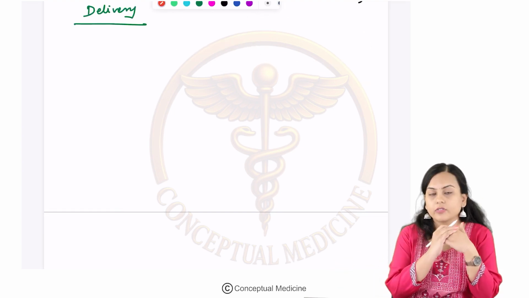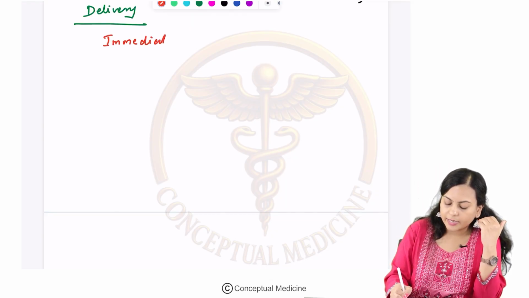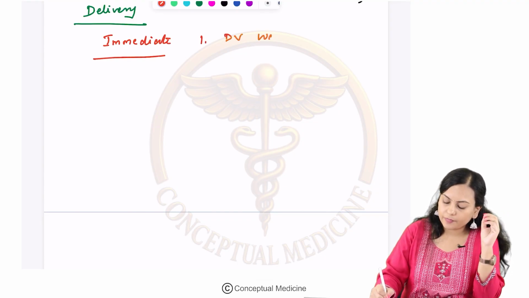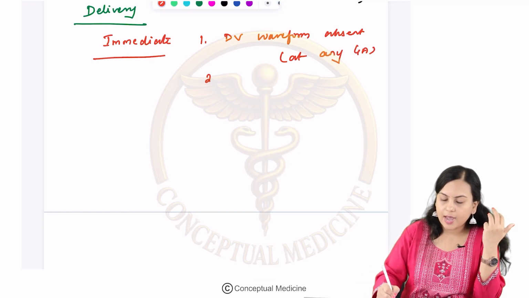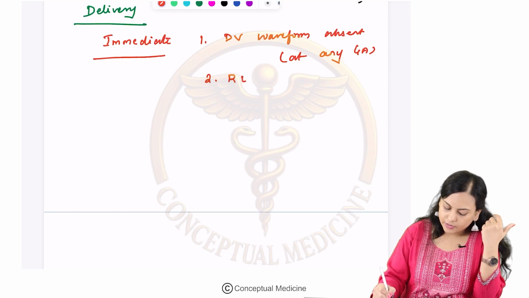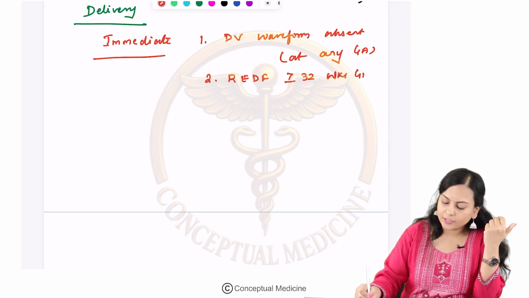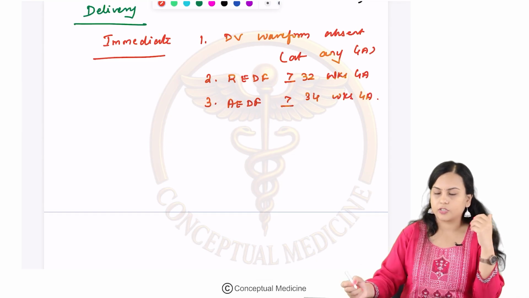Clear? Okay. So regarding delivery of the baby, we will be planning immediate delivery when the ductus venosus waveform is absent, at any gestational age, and there is reversed end diastolic flow at or above 32 weeks of gestational age, or there is absent end diastolic flow at or above 34 weeks of gestational age.